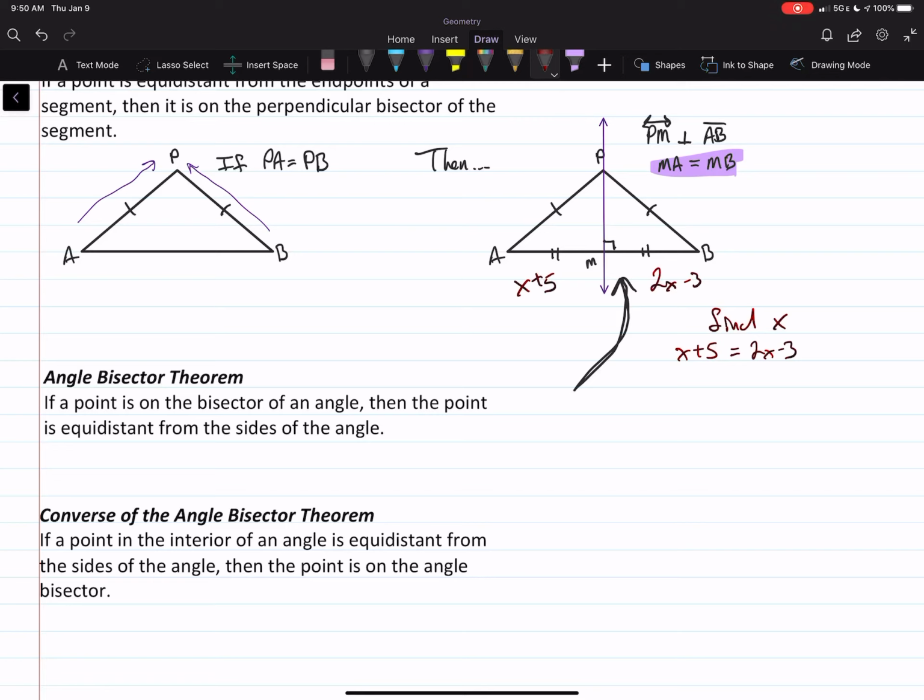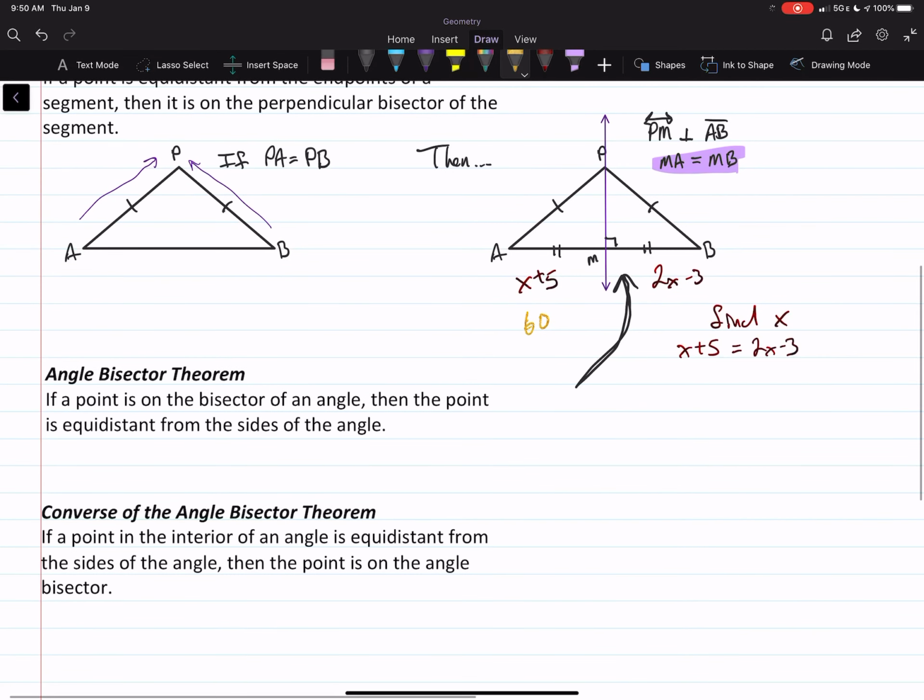Also, if they were just to say that this side was 60, then you would know that this side over here has to be 60 because they're the same. MA is the same as MB. So what you really just need to know when you're doing the problems today is all you're really doing is setting them equal to one another.